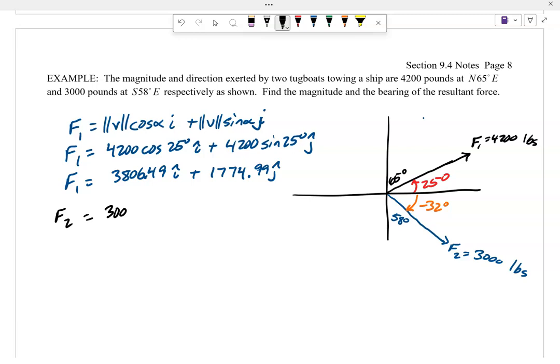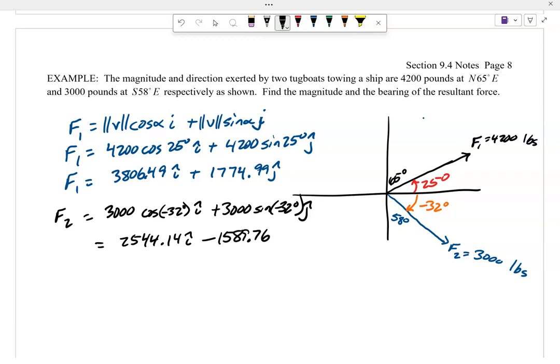This one is 3,000 pounds, and it's the cosine of that negative 32 degrees. 3,000 sine negative 32 degrees. So multiply those, we got 2544.14 I. And 3,000 times sine negative 32, that's a negative 1589.76 J.